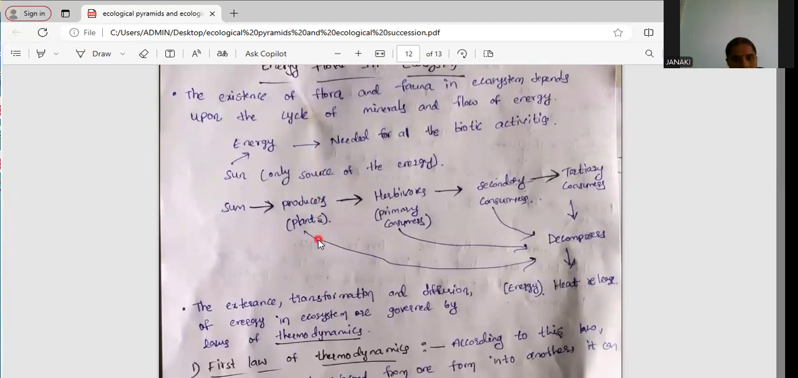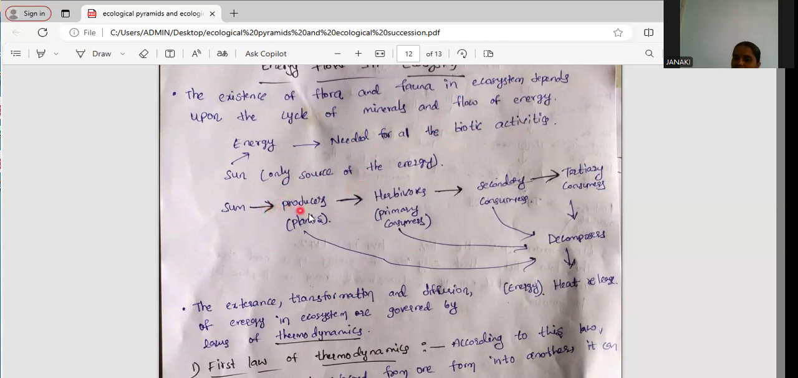The existence of flora and fauna in ecosystem depends upon the cycle of minerals and flow of energy. See this, energy is needed for all the biotic activities. Sun is the only source of the energy needed for all the biotic activities. Biotic means living organisms.